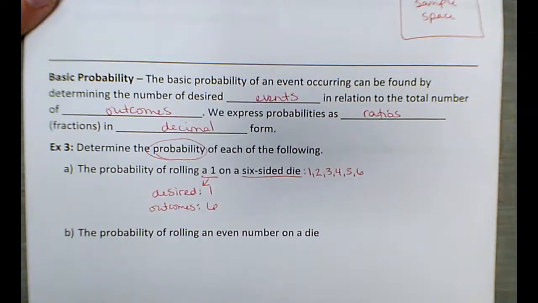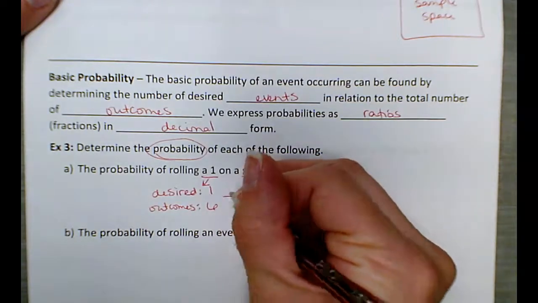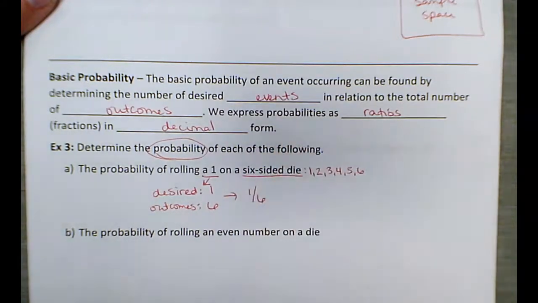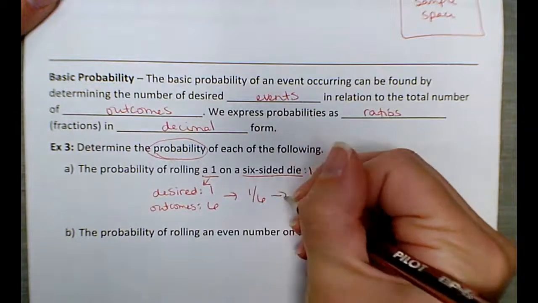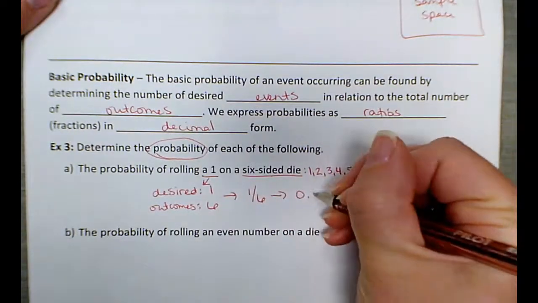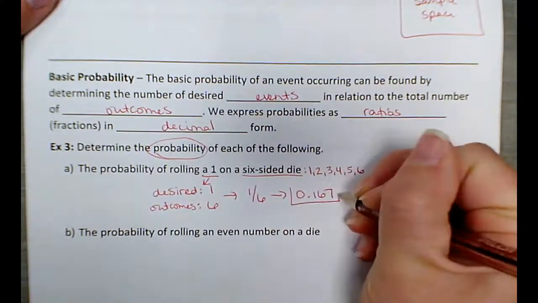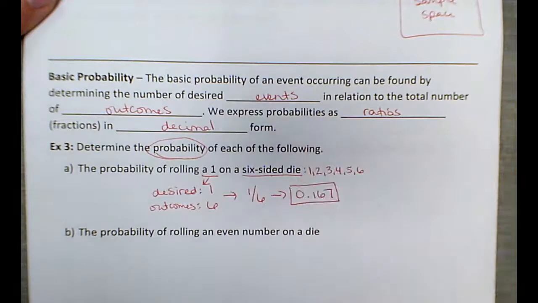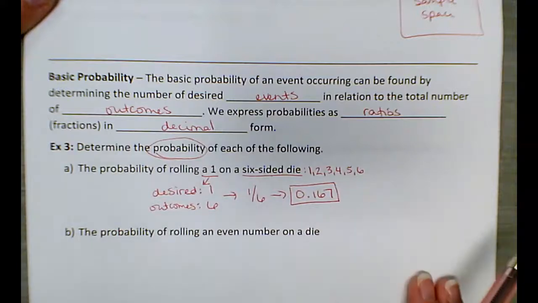So that fraction that we create is 1 over 6, and if you turn it into a decimal, then you end up with 0.167. And this is the probability of rolling a 1 on a 6-sided die. Notice that I rounded to the nearest thousandth. This number is really 0.166, and the 6 is repeating, but we rounded to the nearest thousandth here. All right, let's look at part B.